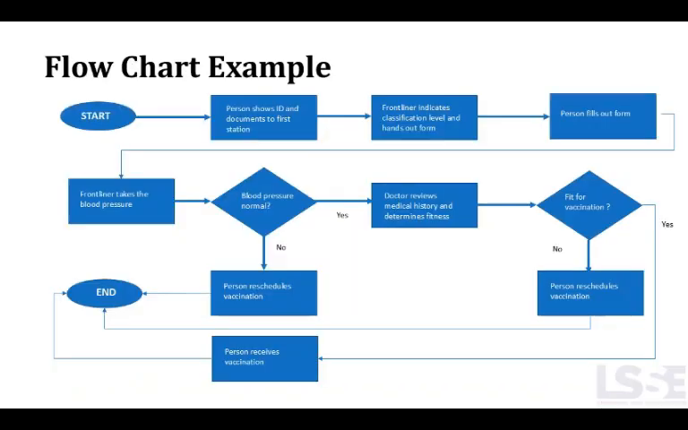Here's a real example. A COVID vaccination process. The person arrives, shows their ID, fills out a form, then the frontliner checks their blood pressure. Is it normal? If yes, move forward. If no, reschedule. Then the doctor checks fitness for vaccination. Another decision point. If fit, get the vaccine. If not, reschedule again. That's a flowchart in action. Simple, visual, and immediately clear.